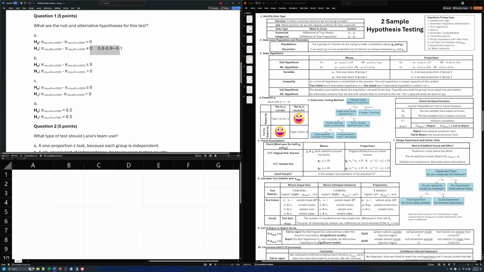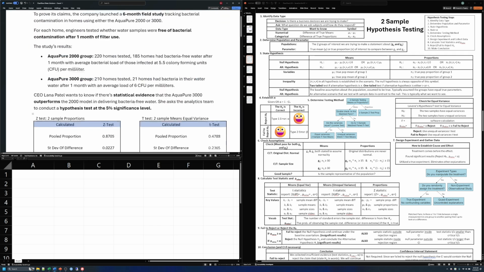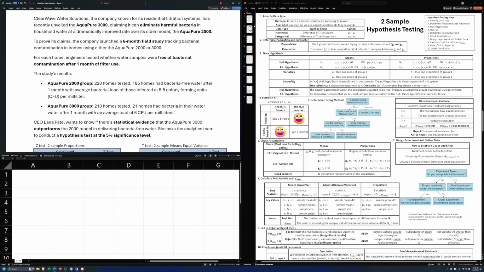If we look here, in our null and alternative hypotheses, we have a really nice help. Notice how all of these hypotheses have pi in them. When we're identifying our data type in step one, pi tells us that we're dealing with categorical data, or a difference in true proportions. And so we have group one and group two. Group one was the AquaPure 2000, and group two was the AquaPure 3000. Awesome. That gives us a lot of help to know what type of hypothesis test we're doing: categorical, difference of true proportions.